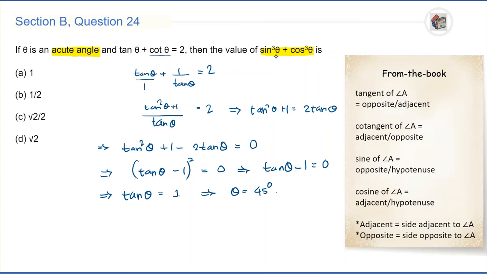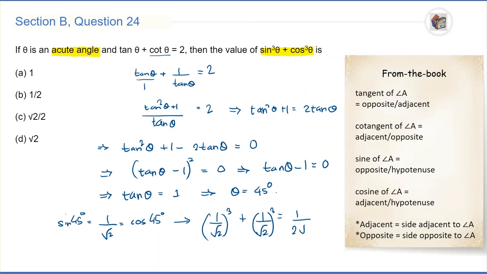Then finally, very easy to find sine theta, cos theta, the cubes, and then add. Well, what is sine 45 degrees? That is 1 upon root 2, and similarly, the value of cos 45 degrees is also 1 upon root 2. So what I want, the cube of each of these first of all, and then to add them. So here, this is going to be 1 upon 2 root 2 plus 1 upon 2 root 2. Then you add these two, it's going to be 2 upon 2 root 2, which is 1 upon root 2. When you rationalize, that is going to be root 2 upon 2. So the correct answer is C.